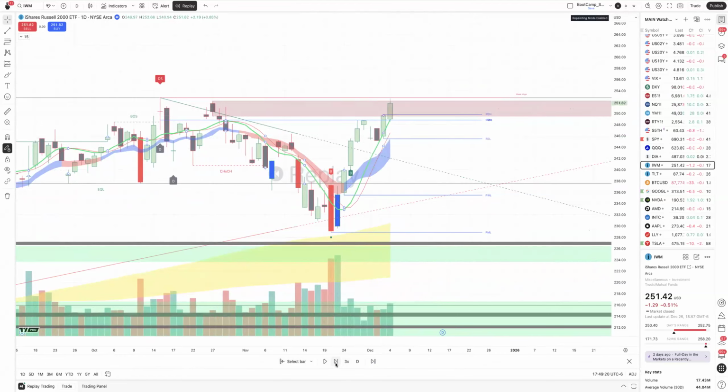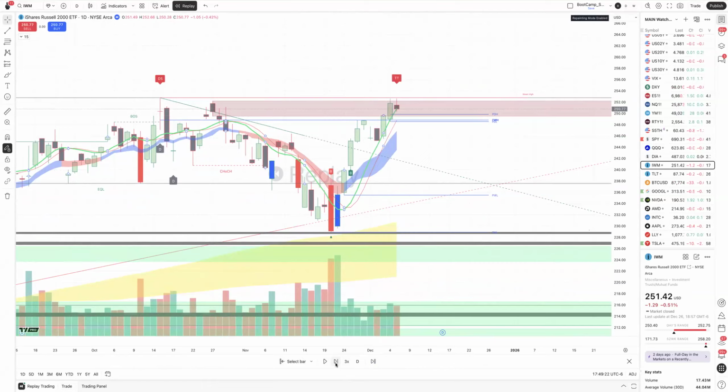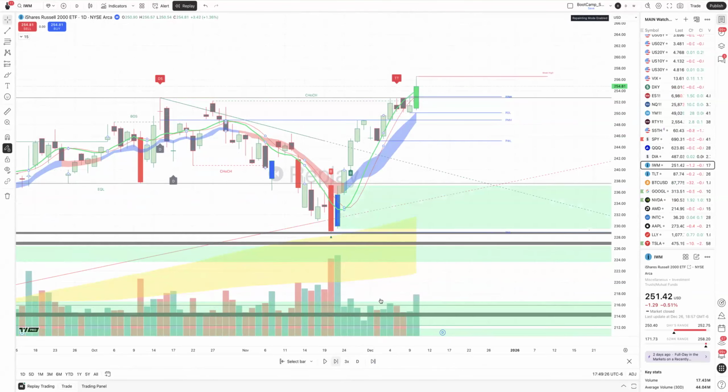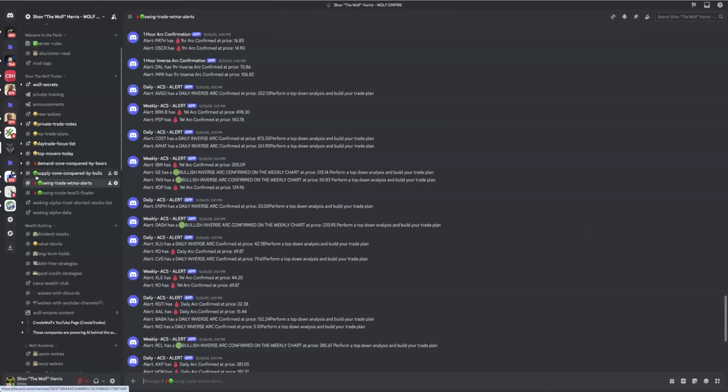bulls come in and they spend their money and they close a candle above that red zone. That's when we know that the stock is ready to do more, is ready to go up higher. When it gets above those red zones, then we know the stock is ready to go up higher, right? So what if we can know every time that happens on a stock? Well, you can. All you gotta do is click on supply zone conquered.